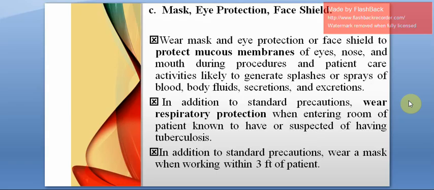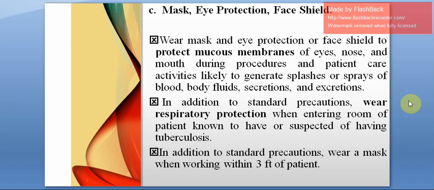Okay, so next is regarding putting on mask, eye protection and face shield. Now why you are putting on your mask or eye protection is to protect your eyes, nose as well as your mouth. Most of the time what happens is when you are assisting any procedures or when you are performing any procedures, chances are there that the splashes of blood or body fluids may come inside your eye or come in contact with your skin. So to prevent that, you have to use goggles and even your mask. Now why are you using a mask? In order to have respiratory protection, isn't it?